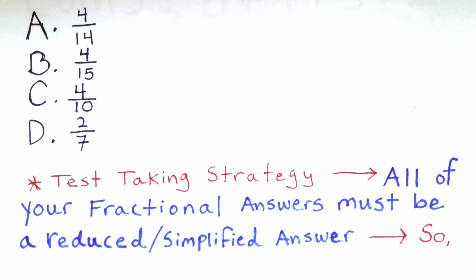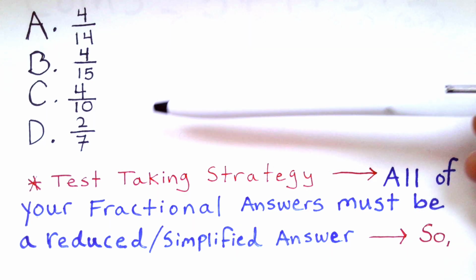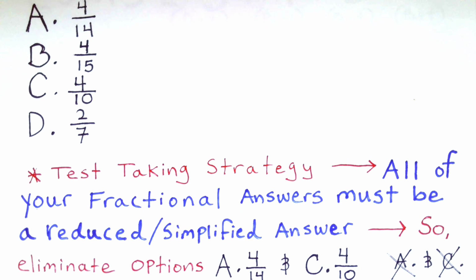When you're taking these multiple choice, A, B, C, D type of test questions, and you're dealing with fractions, all of your fraction answers must be a reduced or simplified answer, right? So take a look at A, B, C, D. Take a moment, hit pause. Which one of these, or more than one of these, is not a reduced or simplified fraction? Oh, I didn't give you enough time. I apologize for that. But take a look.